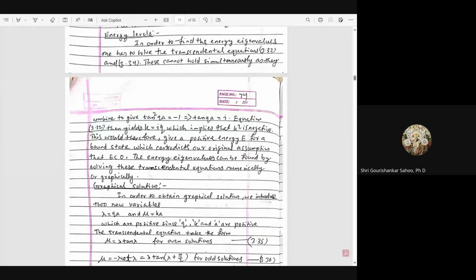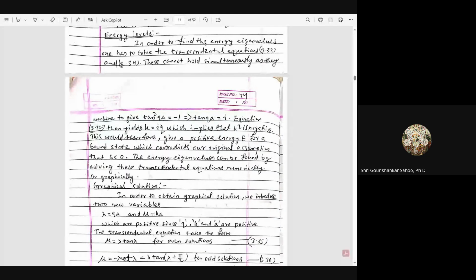and these cannot hold simultaneously as they combine to give tan square qa is equal to minus 1 and tan qa is equal to i, which is a complex number. So this equation yields k is equal to iq, which implies that k square is negative. We should therefore give a positive energy capital E for a bound state, which contradicts our original assumption that E is smaller than 0. And the energy eigenvalues can be found by solving these transcendental equations numerically or graphically.